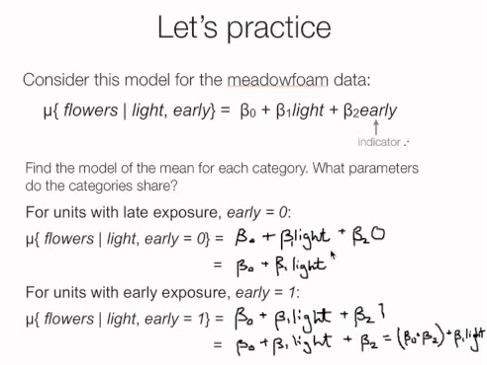So if we compare these two models for the two different categories, we see they both share this beta 1, the same slope for the light variable. So these two categories both have models for the mean, which are straight line functions of light with the same slope, the difference being that the two straight lines have different intercepts.